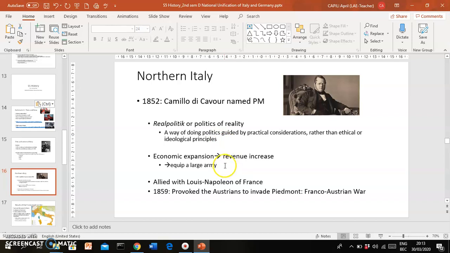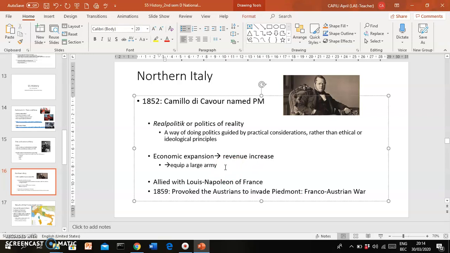So he was a very dedicated prime minister. He worked towards economic expansion, the improvement of the economy, so that at least parts of northern Italy, the kingdom of Piedmont and Sardinia and the two other territories, would have increased revenue, and this would also mean that you would be able to equip a large army, just in case you had to go to war in order to get what you want.